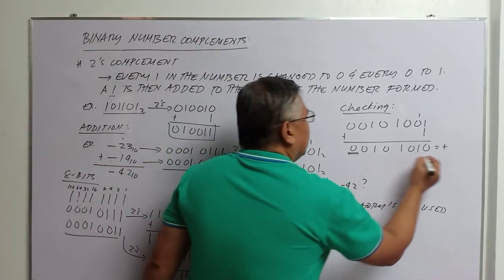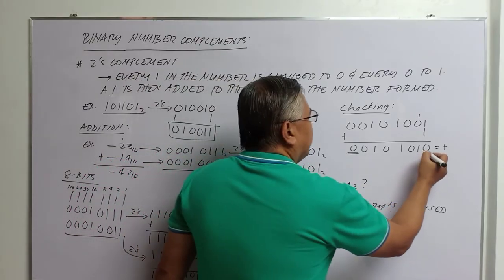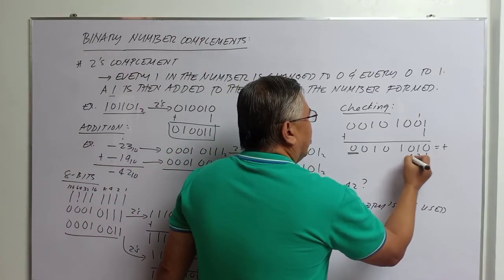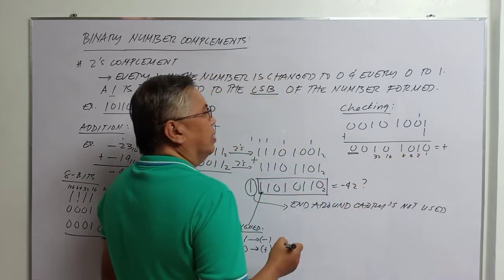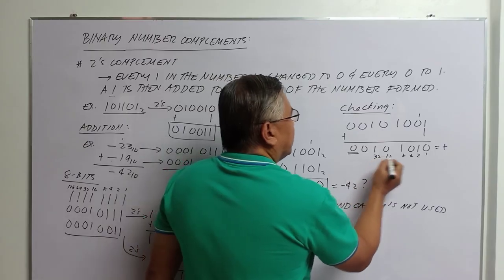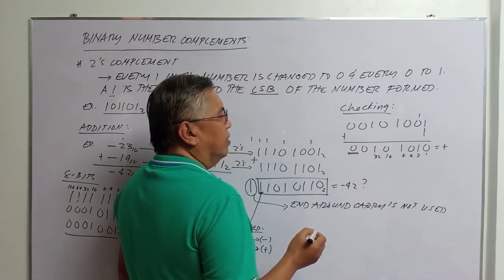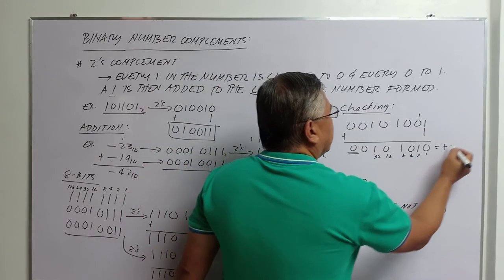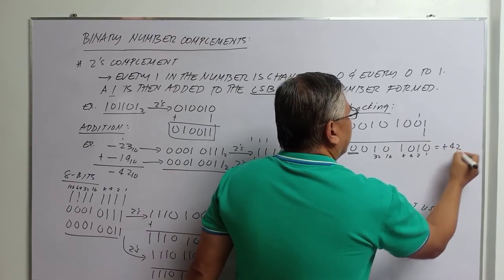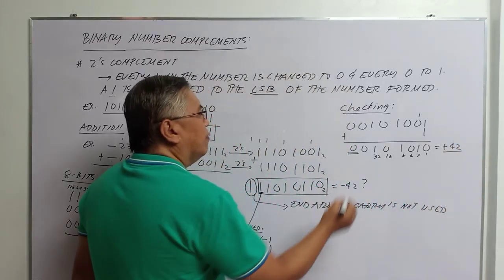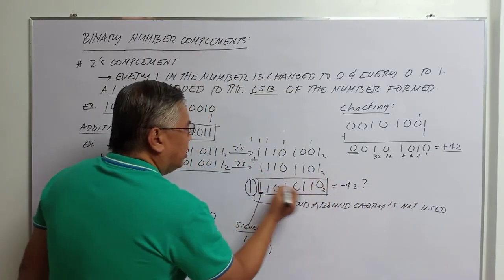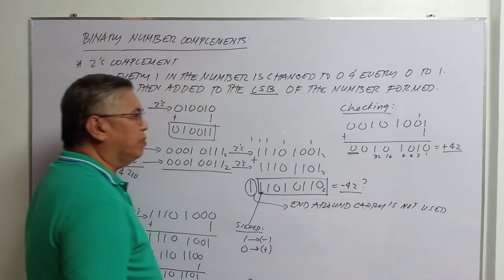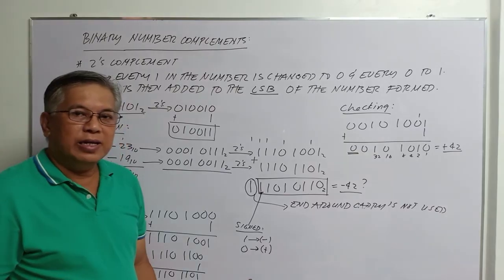So how do we know that this one here is 42? So you have 1, 2, 4, 8, 16, 32. Okay? 32 plus 8 is 40, plus 2 is 42. Positive 42. So if this is positive 42, that means that this one here is negative 42 equivalent in binary form.